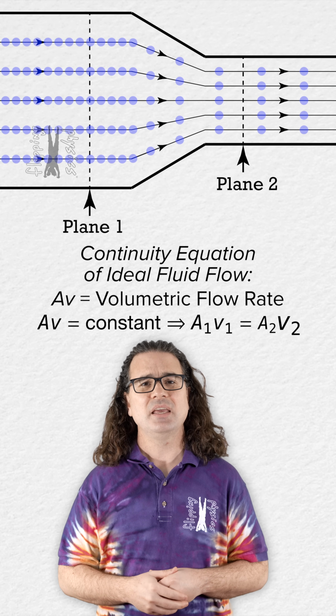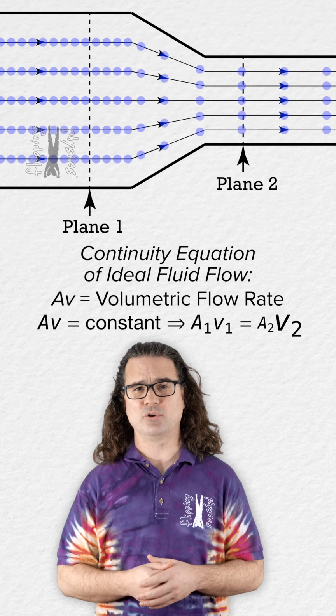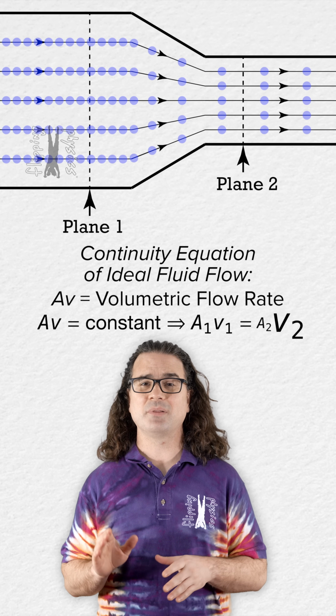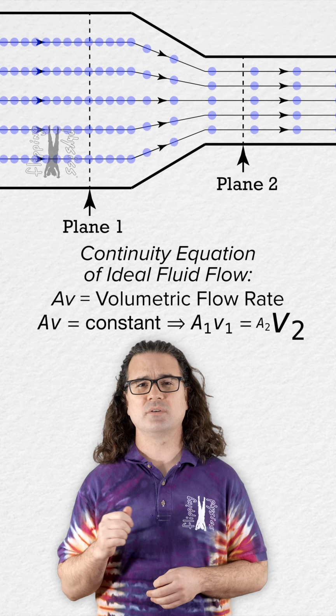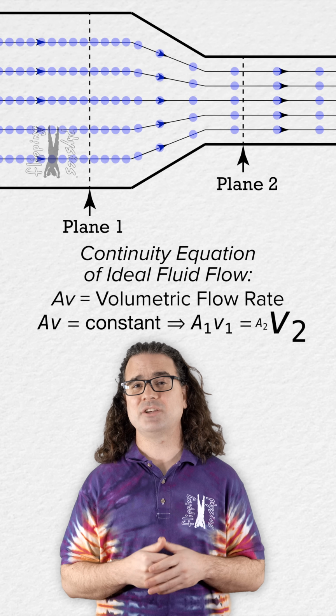through plane 1 equals the cross-sectional area of the fluid at plane 2 times the speed of the fluid through plane 2. In other words, if the cross-sectional area of the plane decreases, the speed of the fluid flow increases. You can definitely see that in the highly idealized animation I made.